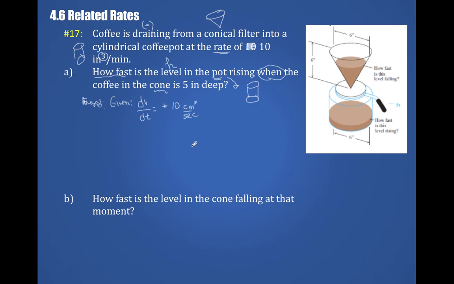In the pot, right? So when it's draining, it's negative, but when it's rising, the rate it's falling out of the cone is the same rate it's going to be rising in the pot. So what do I want to find? I want to find the rate of change of the height.